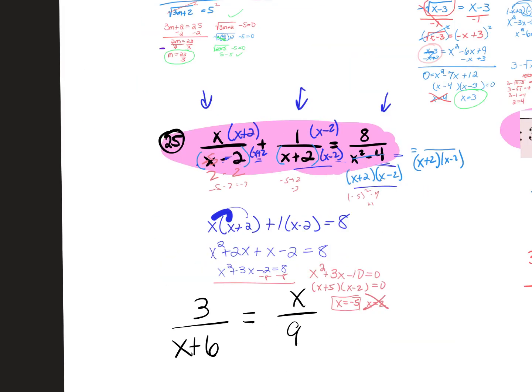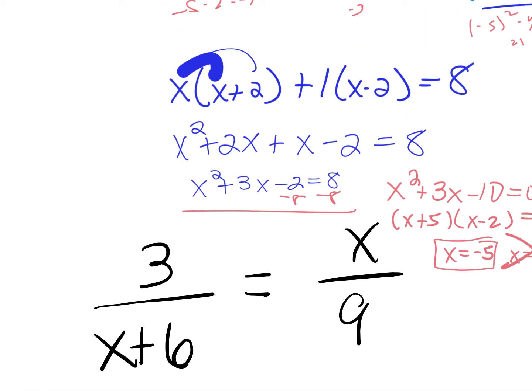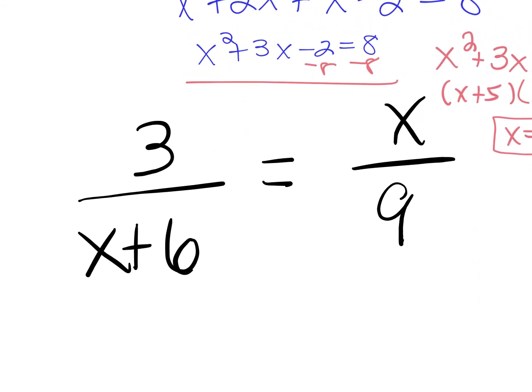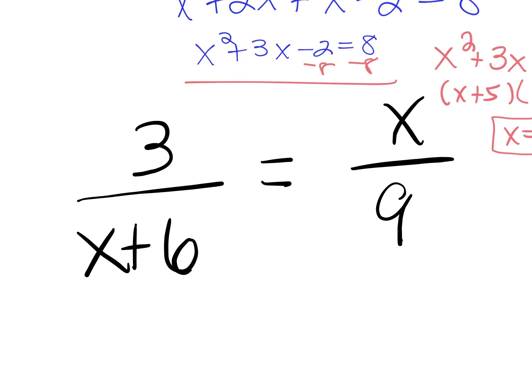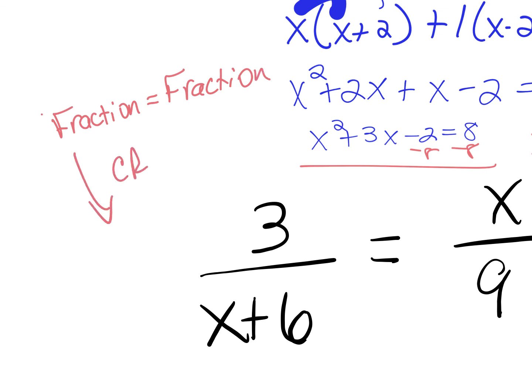All right, let's look at this last one. All right, this is the easiest of the rationals. You'll have one of these, but you'll have one of these. This is just a proportion, guys. When you have a fraction equal to a fraction, we talked about this before. Anybody remember how to solve it? You cross multiply. Good. You cross multiply and solve.